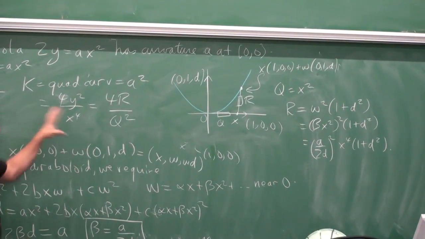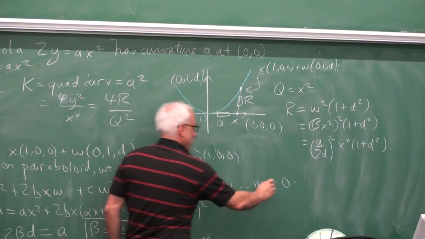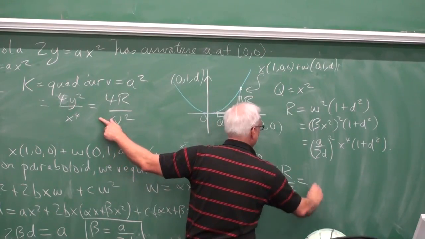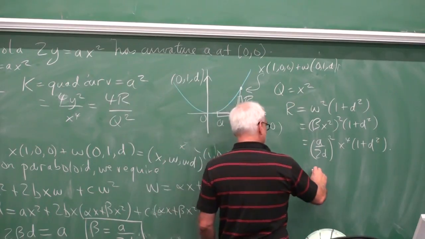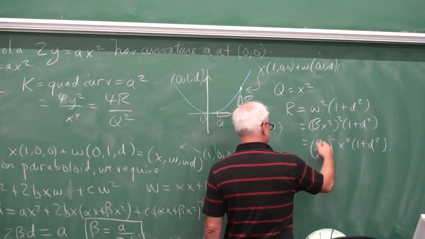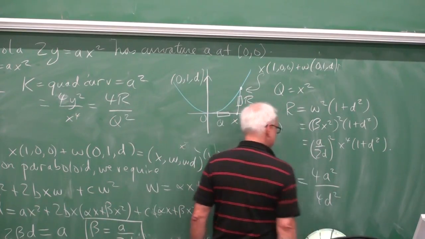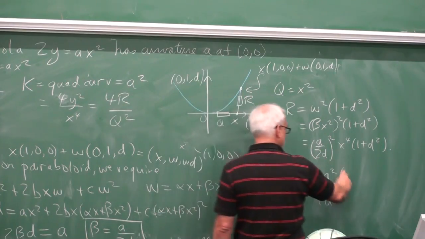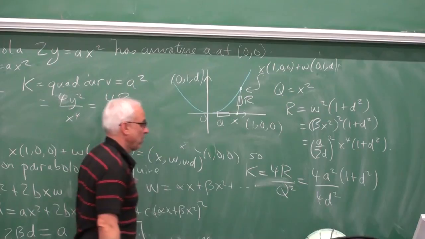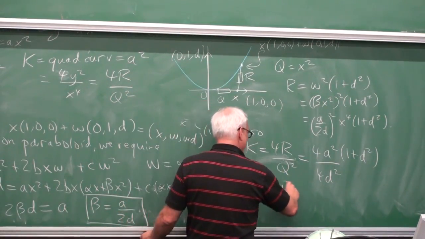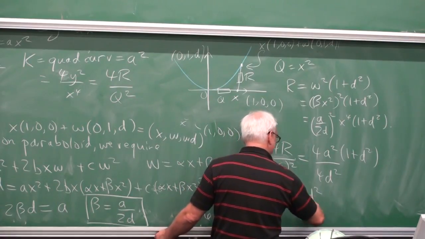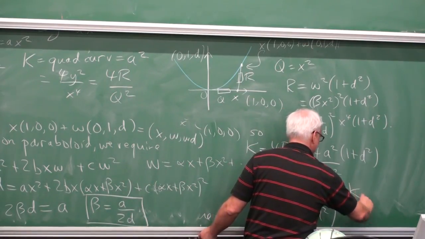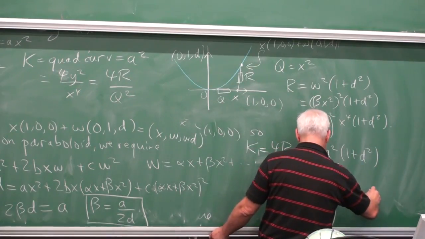Now we can put these things together to calculate the curvature. The quadratic curvature K is going to be 4 capital R over Q squared. So there's a 4. This thing is an a squared. There'll be a 4d squared on the bottom. There'll be an x to the fourth, but that will cancel with the Q squared, which is also x to the fourth. Then it'll just be 1 plus d squared. The 4 is also canceled, and we get a squared divided by d squared over 1 plus d squared. And that's a squared over s. Or that's K. I guess it's K1 that we're calculating. That's K over s.